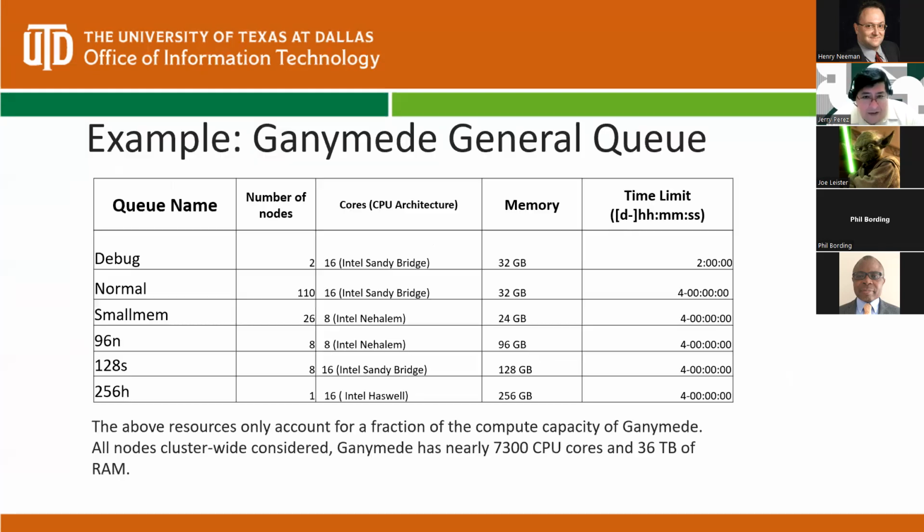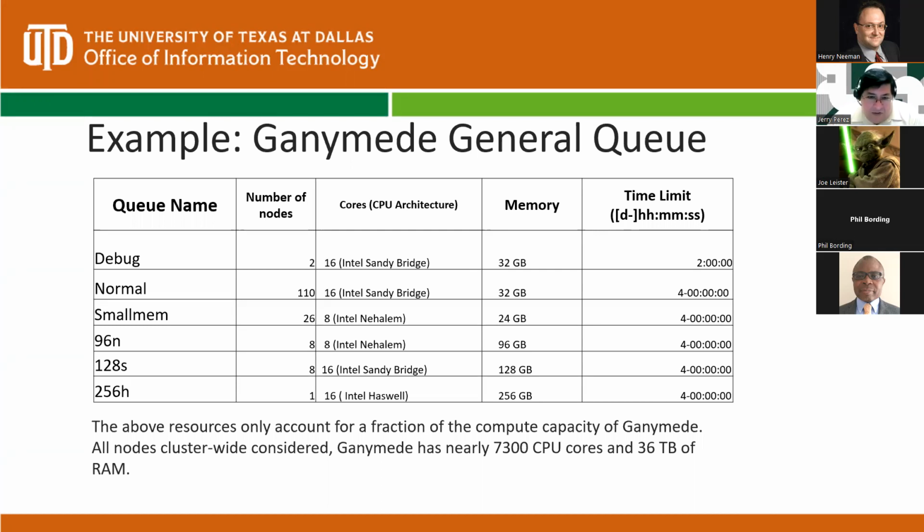Okay, so let's talk a little bit about our queuing system. Well, we have a debug queue. It only has 2 nodes, and you can only use it for about 2 hours. The whole point is so that you can test your application on the debug queue. We encourage our users to not run on the front end. Every semester, we always have a few. So that's why we have a debug queue to allow people to do their testing.